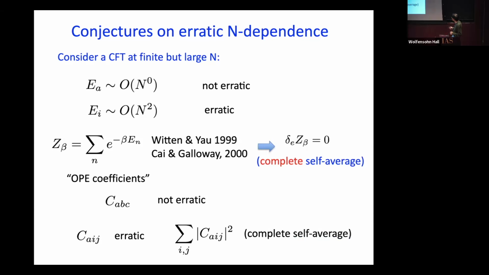And then again, from this Witten and Yau theorem, when you insert this single trace operator, it should not back-react on the geometry. If there's no wormhole for the thermal partition function, then there's no wormhole for this kind of Euclidean correlation function. Then that means, again, this kind of quantity, say the light-heavy-heavy OPE, when you sum over all the heavy states and do this kind of average, is also completely self-averaging.